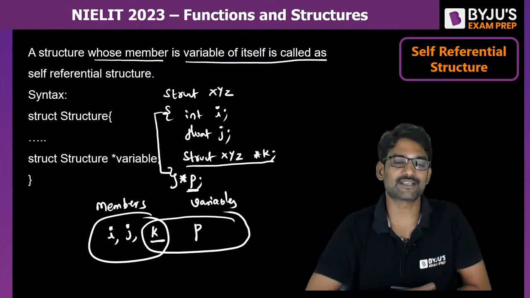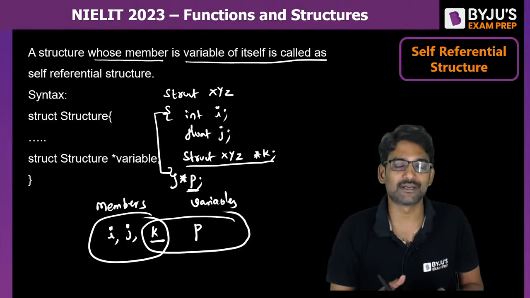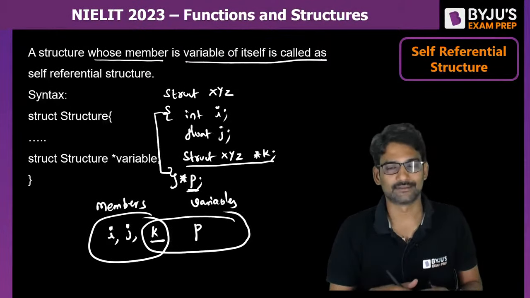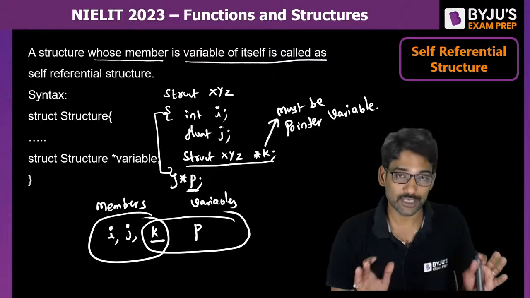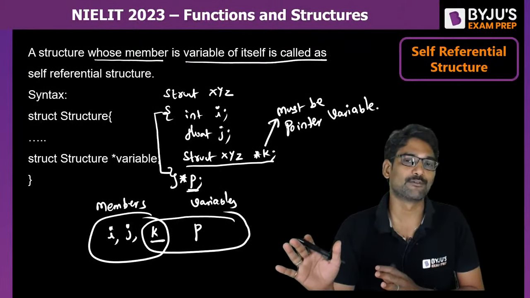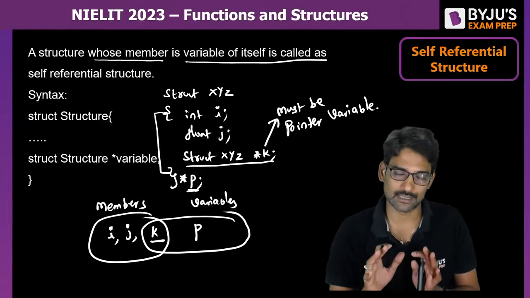So if any structure has its member which is its own variable, that is called a self-referential structure. And remember, it must be a pointer variable. Self-referential structure variable must be a pointer variable. If it is not a pointer variable, it leads to memory overflow or segmentation fault. Runtime error comes. So it must be a pointer variable. Got it? And this is a GATE 2000 question.